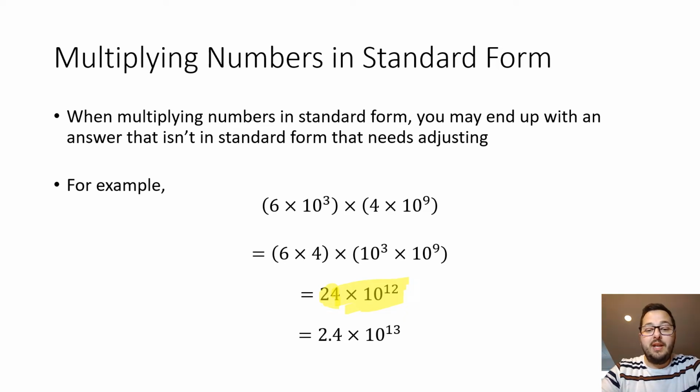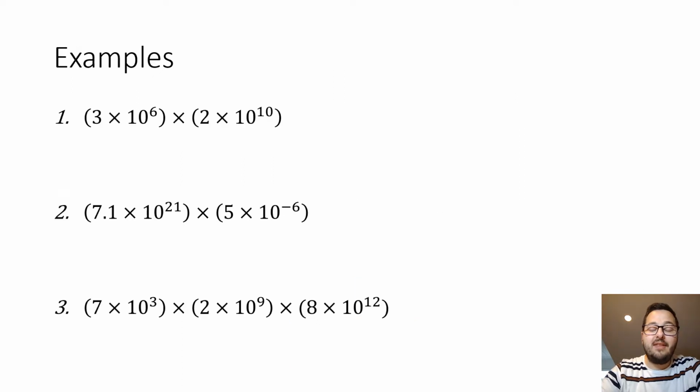So what we do is we look at where the decimal point is. There's a decimal point there, but it should be there for it to be in standard form. So that means that 2.4 would have to be times by an extra 10 to get to 24. So instead of 10 to the 12, we just add 1 to the power to make it 10 to the 13. Okay, so let's just have a go at timesing a few together. There's 3 questions for you to have a go at. Good luck, and pause the video, have a go, and then we'll do them together.